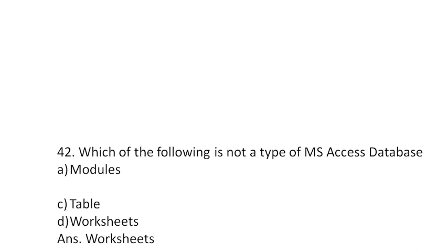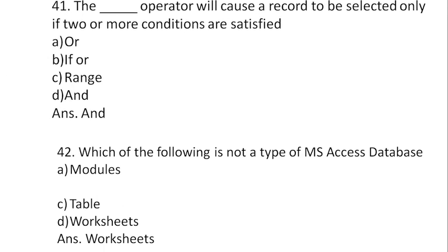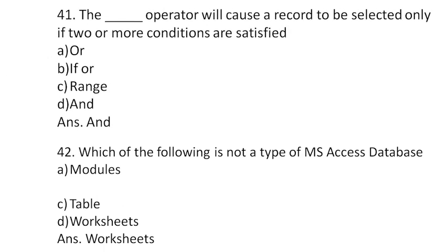Next, which of the following is not a type of MS Access database? Answer হলো worksheets. Next, the dash operator will cause a record to be selected only if two or more conditions are satisfied. Answer বলছে and.